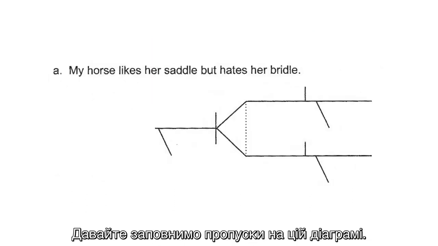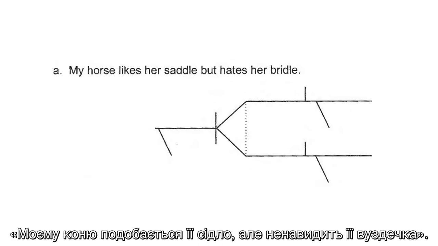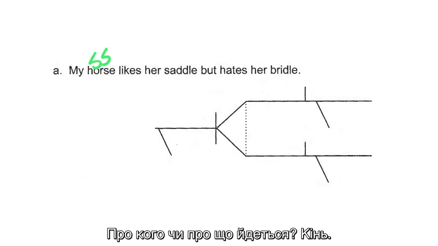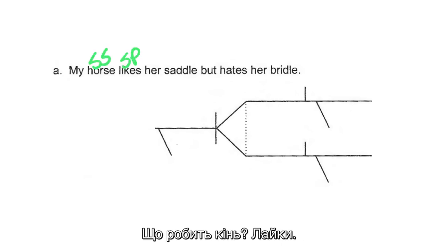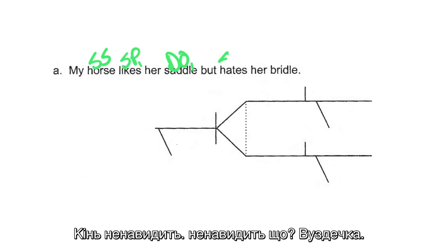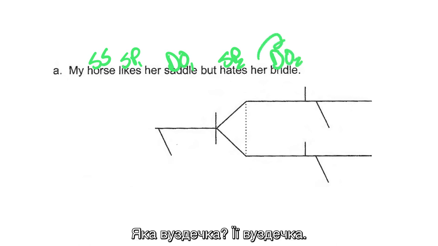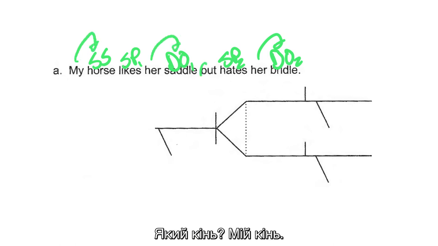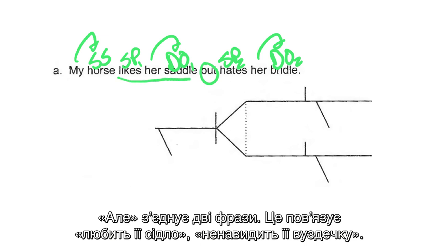Let's go ahead and fill in the blanks of this diagram. My horse likes her saddle but hates her bridle. Who or what is this about? Horse. What does the horse do? Likes. Likes what? Saddle. Does the horse do anything else? Yes. The horse hates. Hates what? Bridle. Which bridle? Her bridle. Which saddle? Her saddle. Which horse? My horse. But connects two phrases. It connects likes her saddle, hates her bridle.